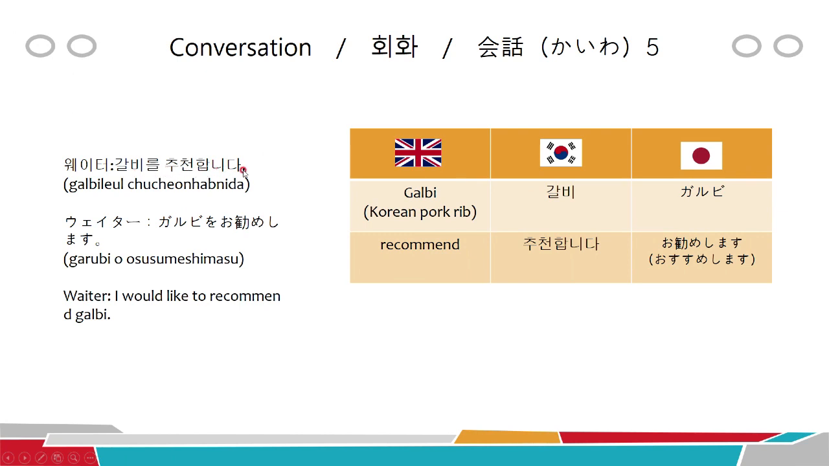갈비를 추천합니다. 갈비をおすすめします. I would like to recommend galbi. Galbi is Korean pork rib. 갈비 in Korean. 가루비 in Japanese. In Japanese, when they want to say some foreign words, they use the katakana.